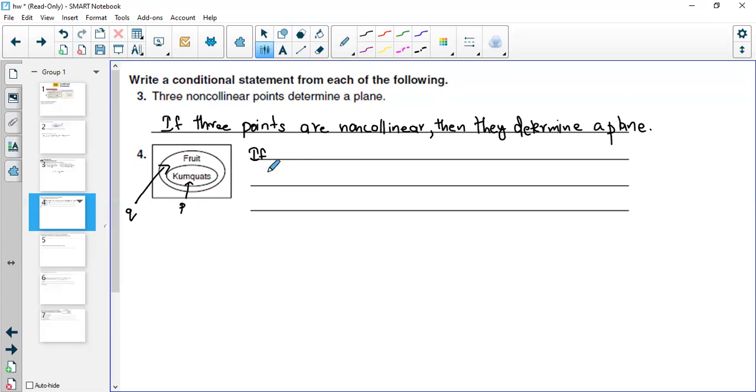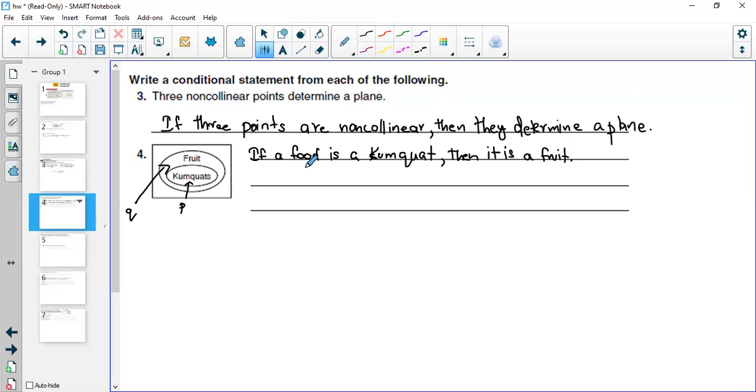So you cannot simply say if kumquat is a fruit, then it is a fruit. That doesn't make sense, right? So if a food, because fruits and all these things come under one category, that's a food. So if a food is a kumquat, then it is a fruit. So as I said, you need to sensibly form the sentence.